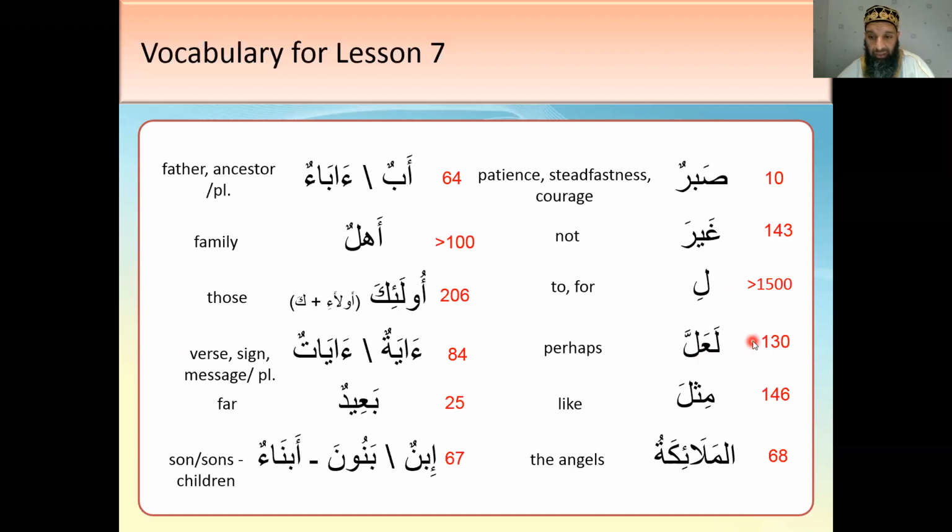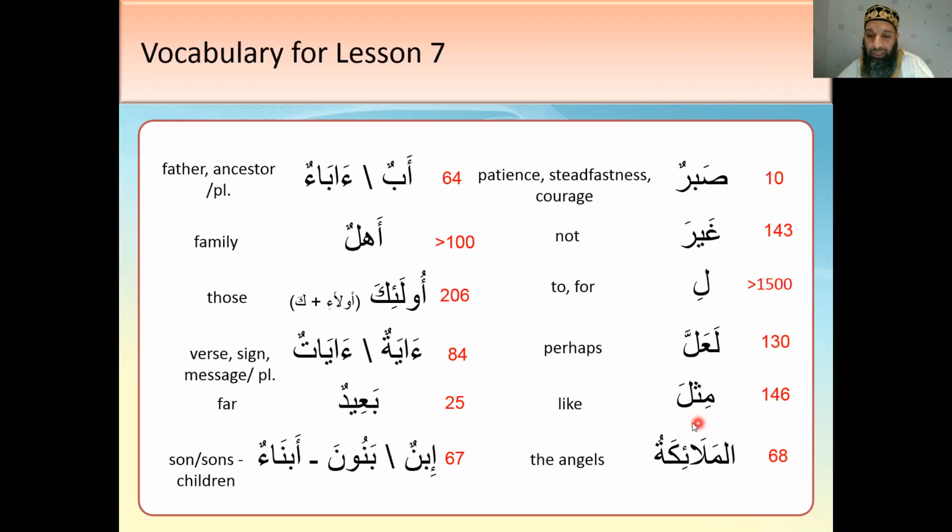La'alla. يا أيها الذين آمنوا كتب عليكم الصيام كما كتب على الذين من قبلكم لعلكم تتقون. O you who believe, fasting has been prescribed upon you as it was prescribed upon those before you. لعلكم, that perhaps, تتقون, you become pious. That's what fasting is for.